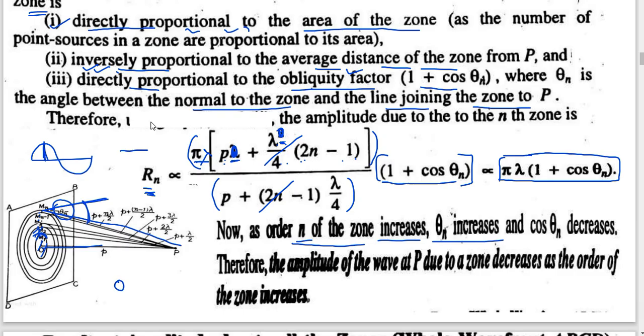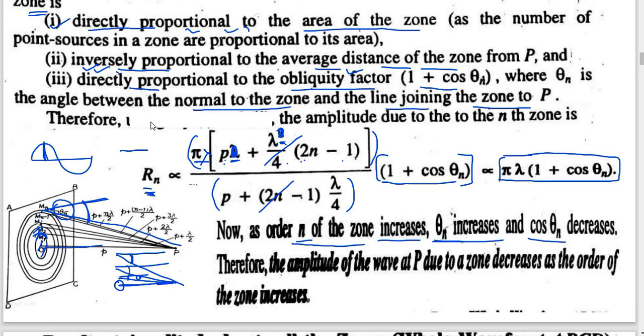For the first, this is the line and this is the angle theta, 0 degrees. For the second, this is the line and this is the angle theta. For the third, this is the line, this is the angle theta. For the fourth, this is the line from the zone to P, and this is the angle theta. So the angle increases gradually, so theta n increases and cos theta n decreases.